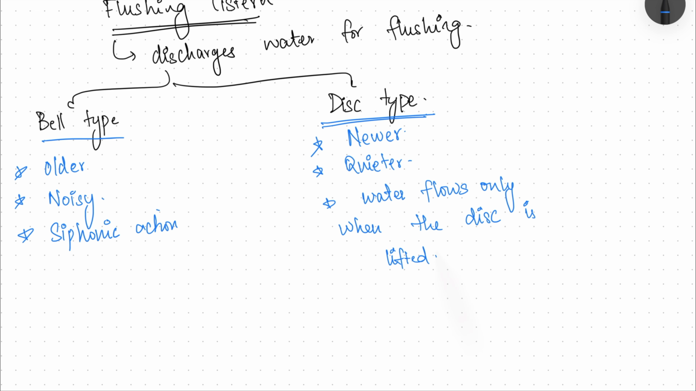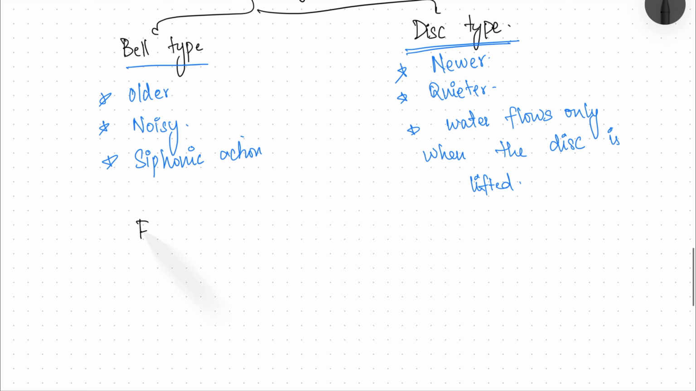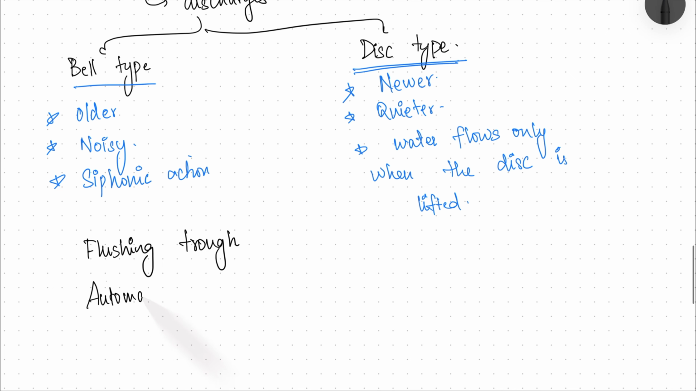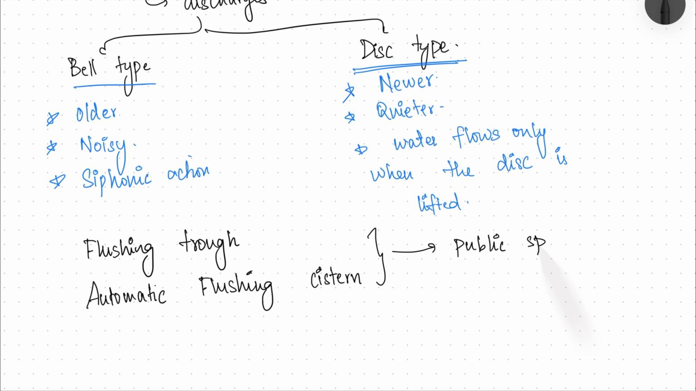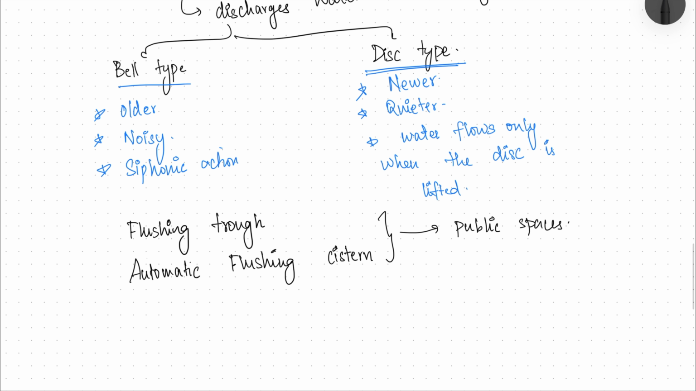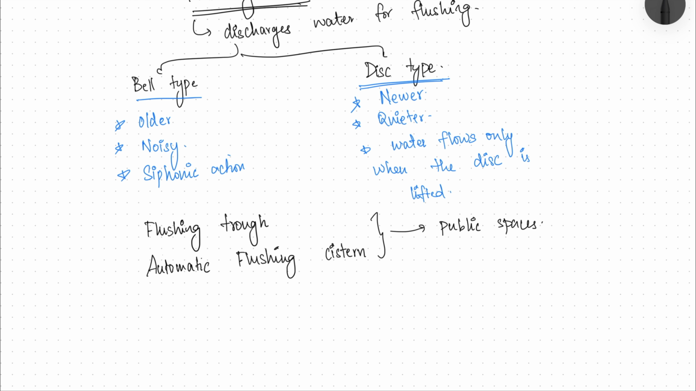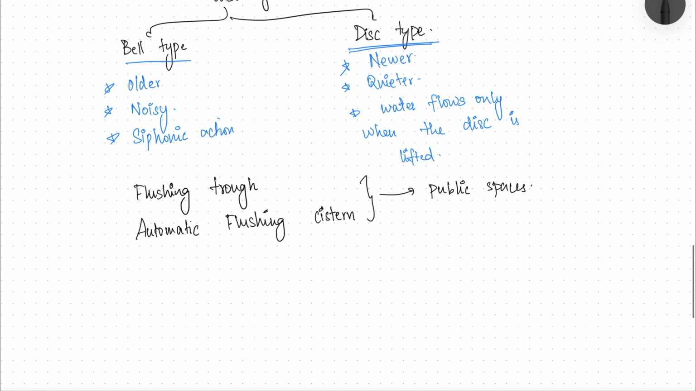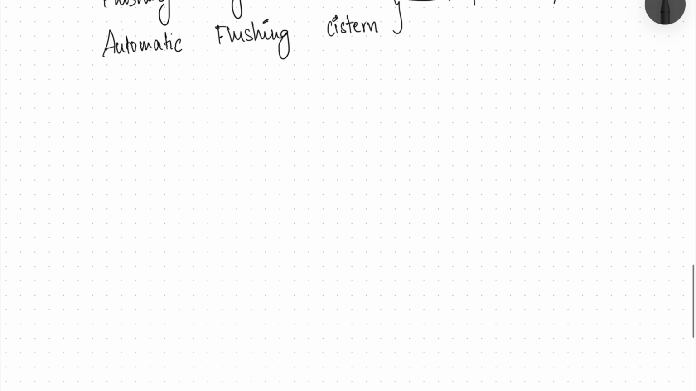There are also other types of flushing systems called the automatic flushing system and the flushing trough, both of which are used in a lot of public spaces. As the name suggests, the automatic flushing system does it automatically. And the flushing trough is like how we saw the slab urinal, so it's something like that. Then let's move ahead, and we have our flushing valves or cocks.